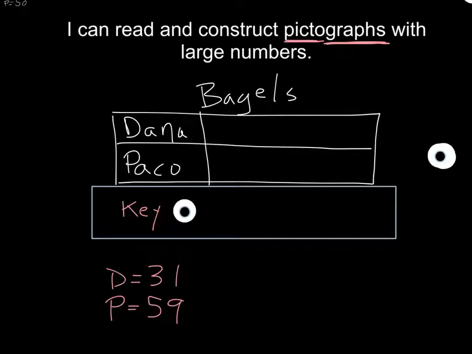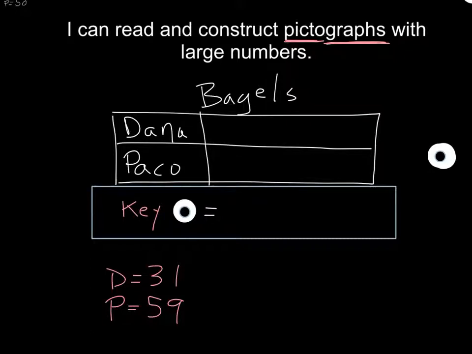Could you make a pictograph that has exactly 31 and 59 bagels? I suppose you could, but it would take a really long time. So sometimes our pictographs are not going to equal exact amounts. They're going to show us about how many things are represented.